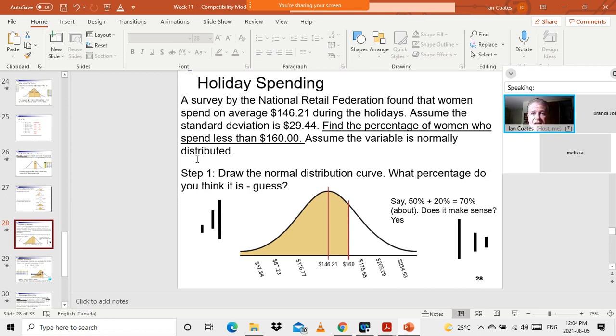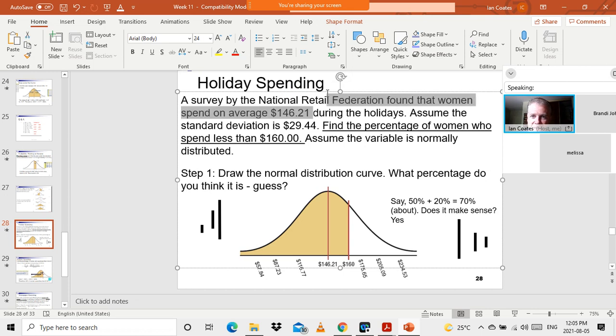A survey by the National Retail Federation found that women spend on average $146.21 during the holidays. Obviously, my wife was not involved in this study. There you go. Assume the standard deviation is $29.44. So you look at this. Average spent during the holidays, there's your mean. I didn't say it, but you'll have to pick that up. Okay? Assume the standard deviation is $29.44. And the question is asking you, find the percentage of women who spend less than $160.